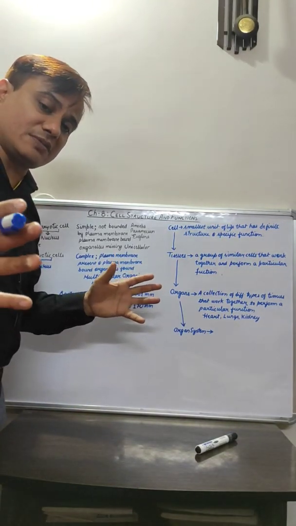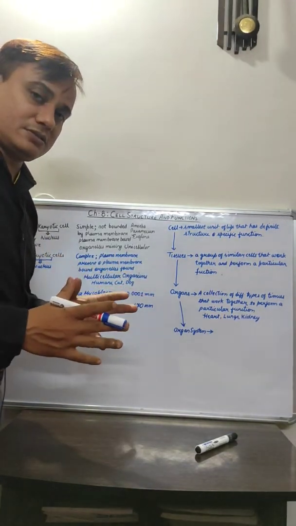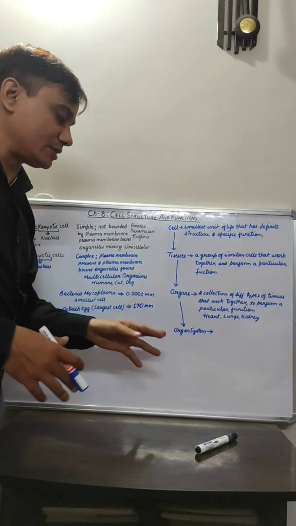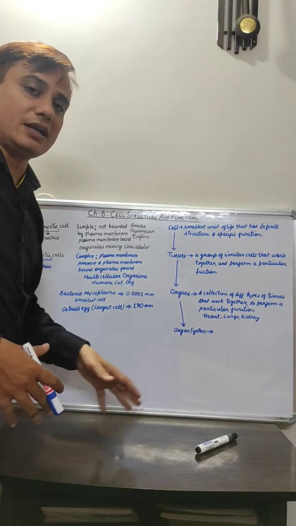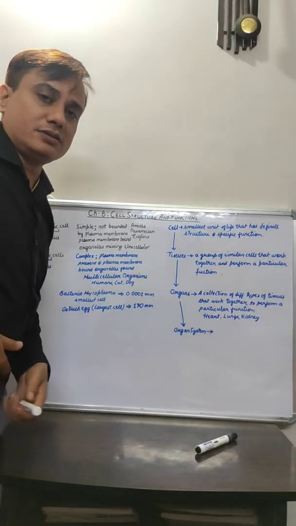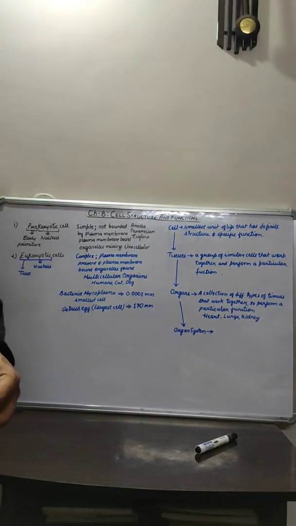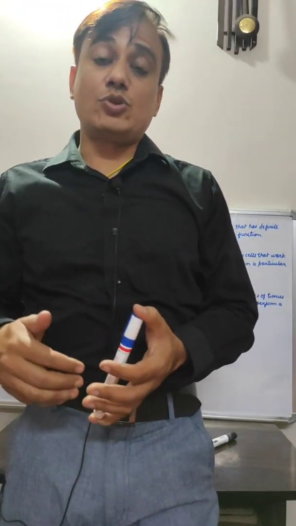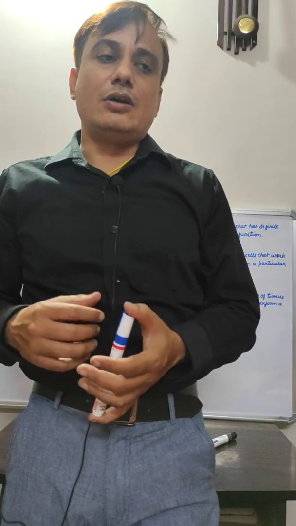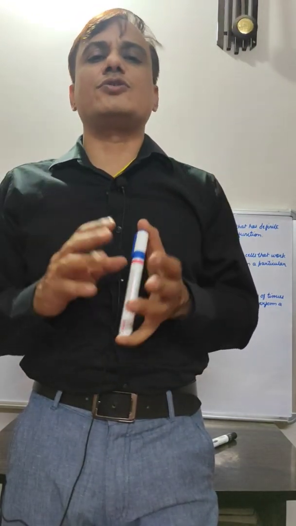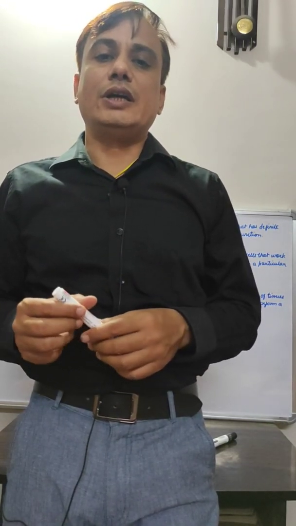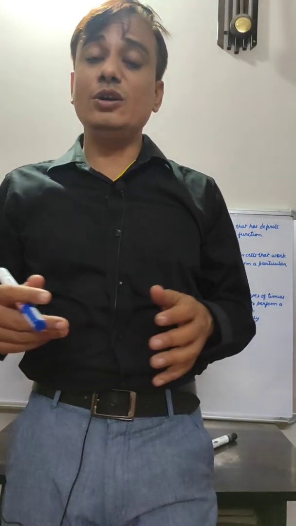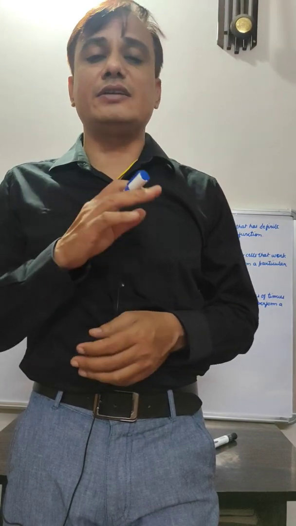When organs performing the same kind of function come together, it is termed an organ system. Like I am talking about the stomach. Although the stomach is a kind of organ, when I am talking about an organ system, the stomach all alone is not responsible for the digestion of the food. It requires other organs' help also in order to digest the food that we have eaten.